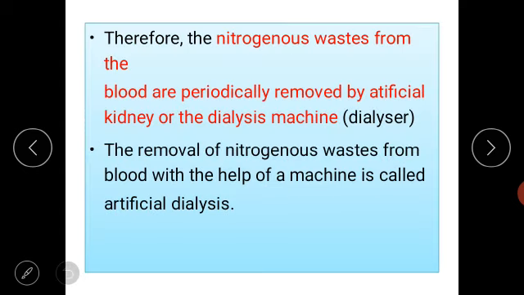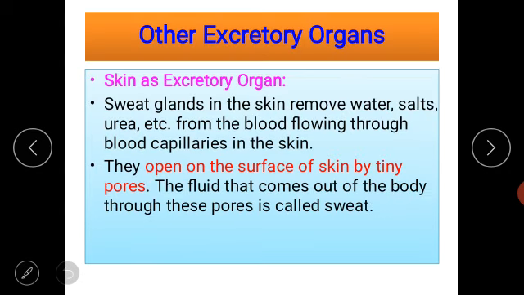Therefore the nitrogenous waste from the blood is periodically removed by an artificial kidney or dialysis machine, also called a dialyzer. The removal of nitrogenous wastes from blood with the help of a machine is called artificial dialysis. So here we complete the human excretory system. Let me tell you about other excretory organs present in the body.